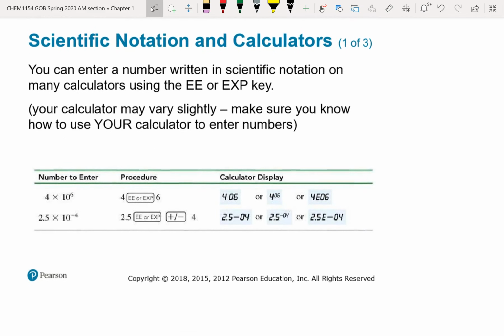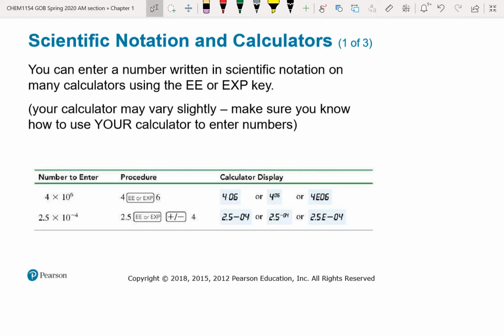So, identifying and interpreting numbers written in scientific notation is one thing. What's more important is how you use those numbers in your calculations, and secondarily to that, how you enter them into your calculator. All right, so we all have our calculators. Take the calculator out, and let's practice a couple cases here of entering your numbers in scientific notation into your calculator.